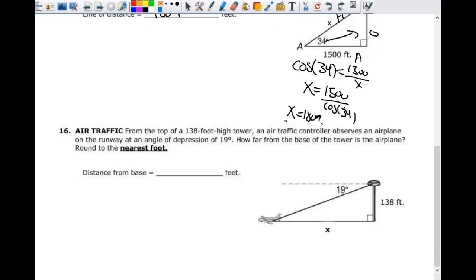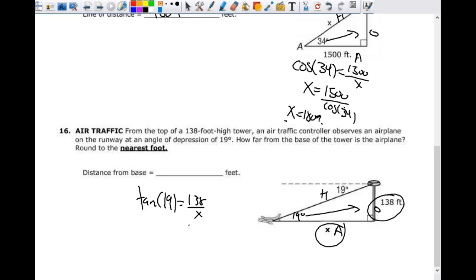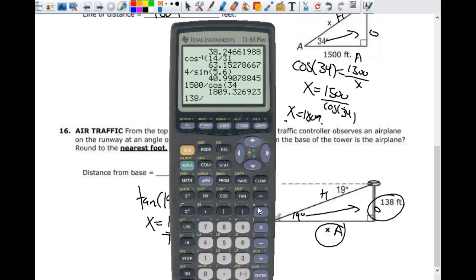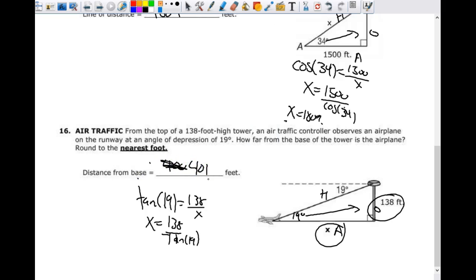Angles of elevation are the same as angles of depression. So we have an angle of depression of 19 degrees. If it's an angle of depression of 19 degrees, the angle of elevation is also 19 degrees right down here. Once you realize that, it's a simple problem. All you have to do is find your opposite, your adjacent, your hypotenuse. We're looking for x, so we know we want an adjacent, and we're given an opposite. That's tangent. Tangent of 19 is equal to opposite 138 over x. x is on the bottom, so we flip-flop them. x is equal to 138 over tangent 19. You get 401 feet away. Last question.